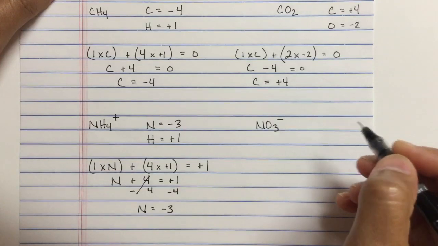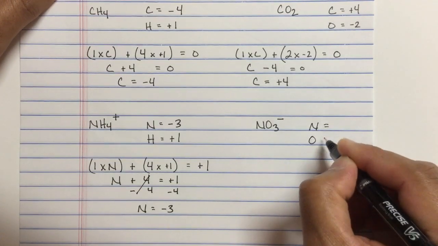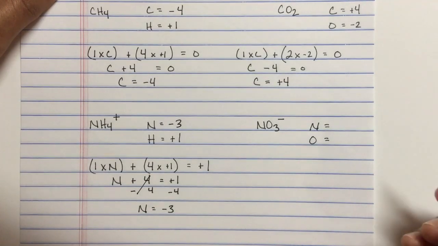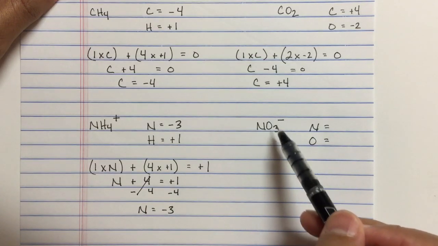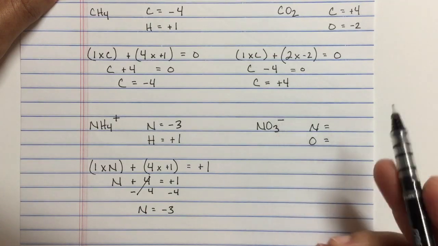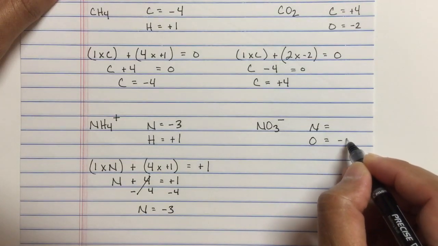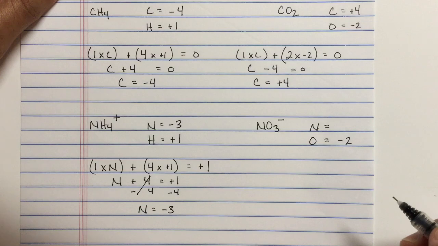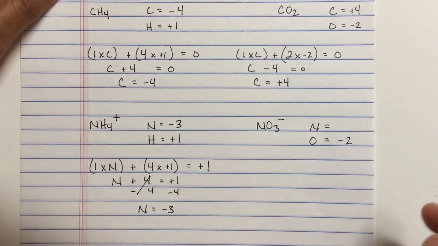Let's do another one. Nitrate. Nitrogen atom and oxygen atoms. Again, you'll notice something that stands out. Nitrate is a polyatomic anion. The net charge is -1. By rule, oxygen is always a -2. So now we need to do some work to go get the oxidation state for nitrogen.